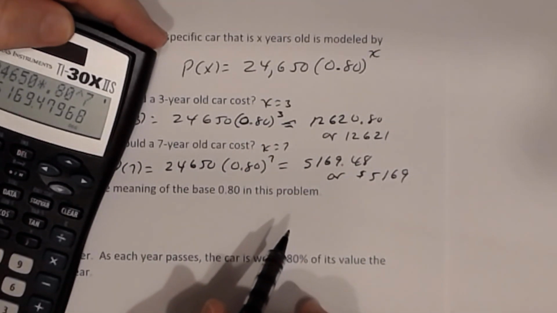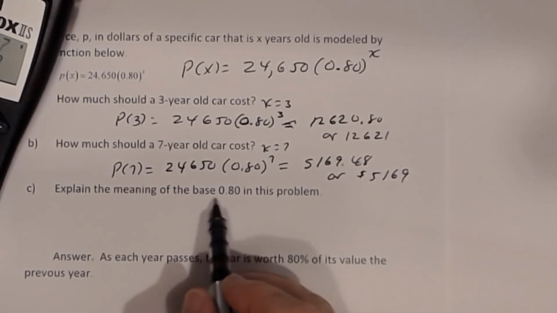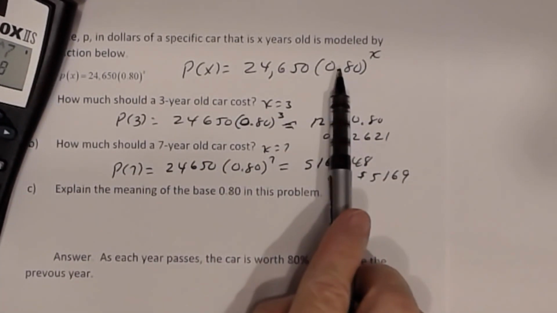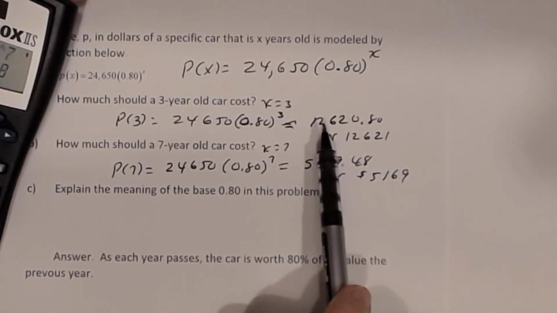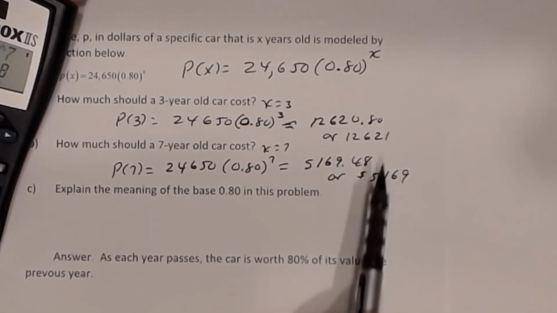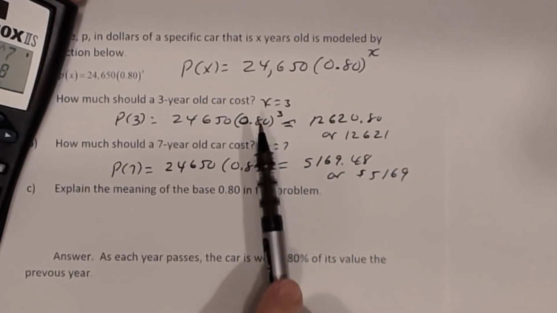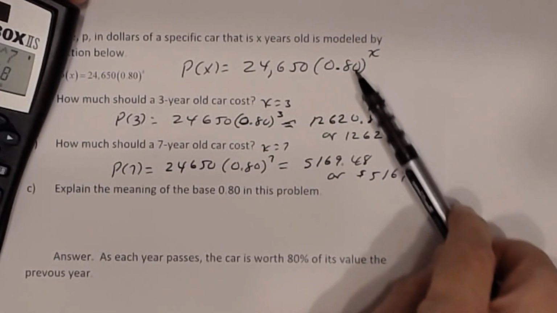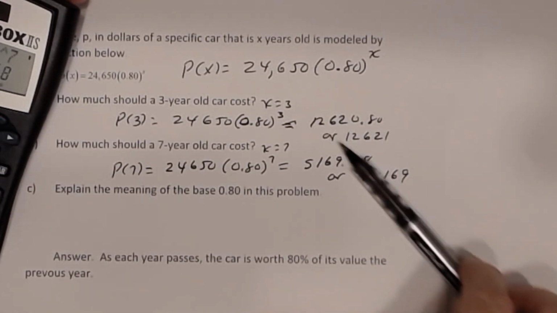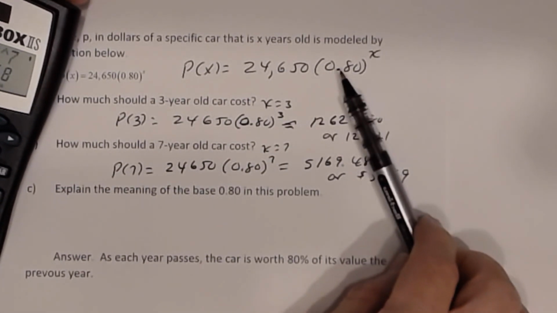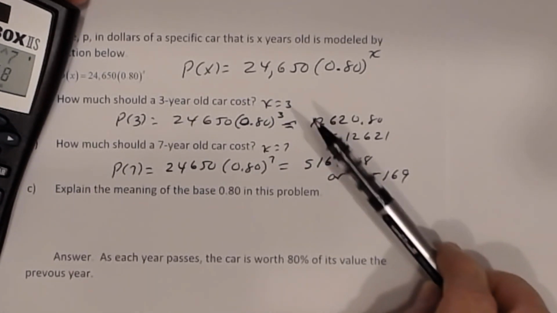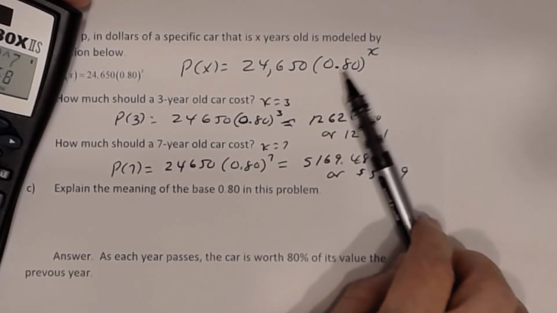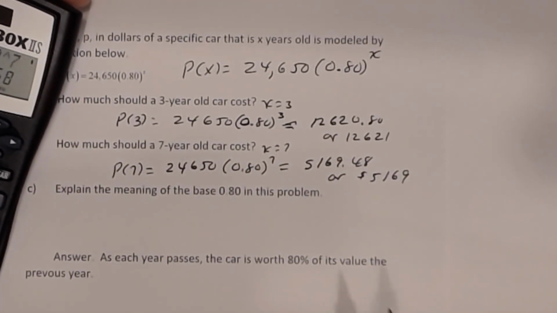All right. Okay, so then it says this: explain the meaning of the base 0.80 in this problem. So remember, since the base is less than 1, notice what's happening to these values. These values are decreasing. See that? So you're getting a decreasing function. So this is a decreasing function because the base is less than 1, between 0 and 1. And so what this 0.80 means is that after each year, the value of this is decreasing by 80%. All right, so that's what this says right here.